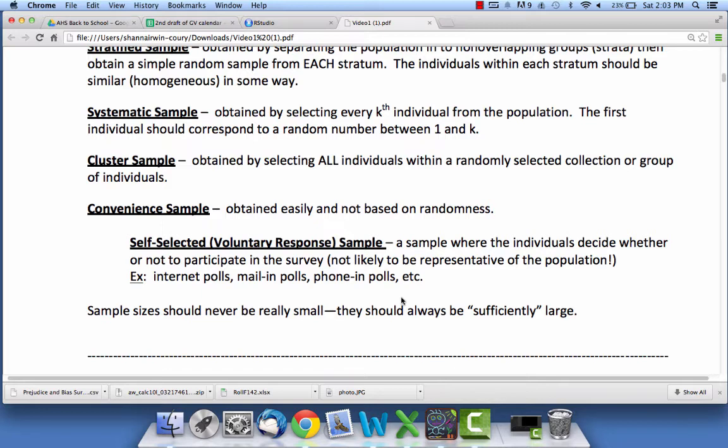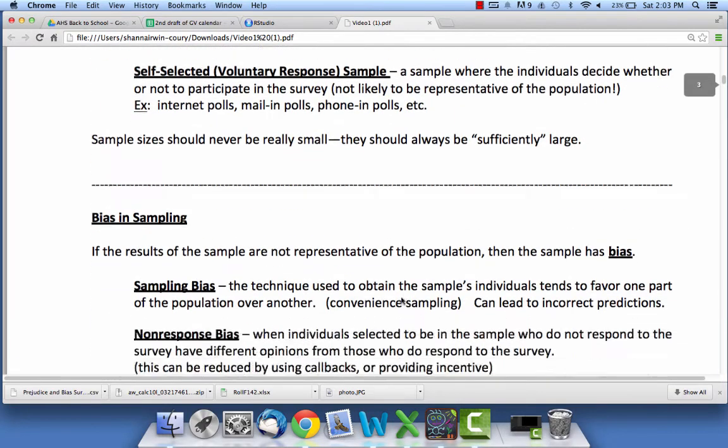And that ends up with a bias because the people who refuse to participate may have something in common besides just not wanting to participate. So it can confound your study. You should never ever have a very small sample. Very small samples are very skewed if you accidentally get someone who's an outlier.